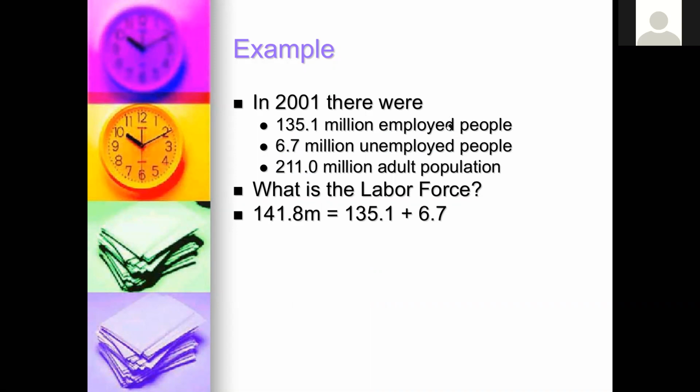I will. Okay, in 2001, there were 135.1 million employed, 6.7 million unemployed. So what we want to do is add the 135.1, the number of people employed, to the 6.7 million people unemployed, and add those two together, and we will get 141.8 million. So that's the number of people in the labor force.